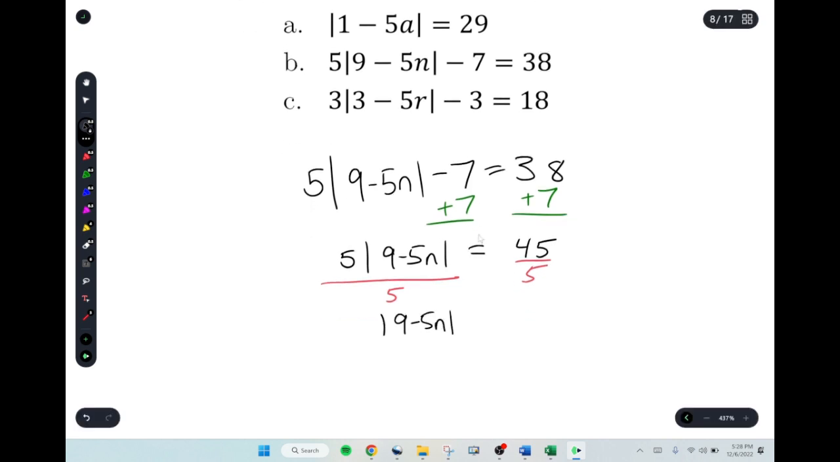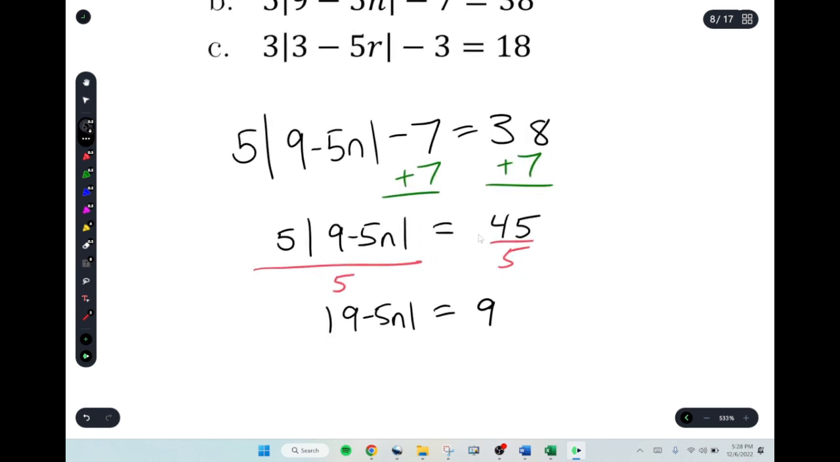9 minus 5n. Here's where we have to know anything, or we don't have to know. We can reason through it.